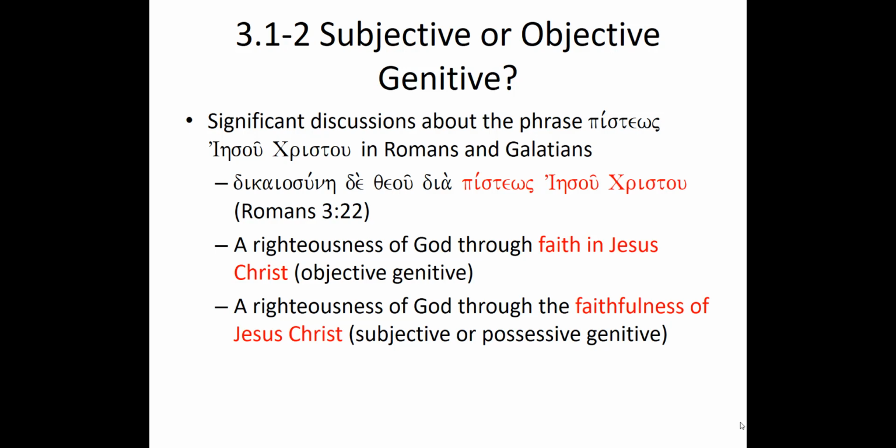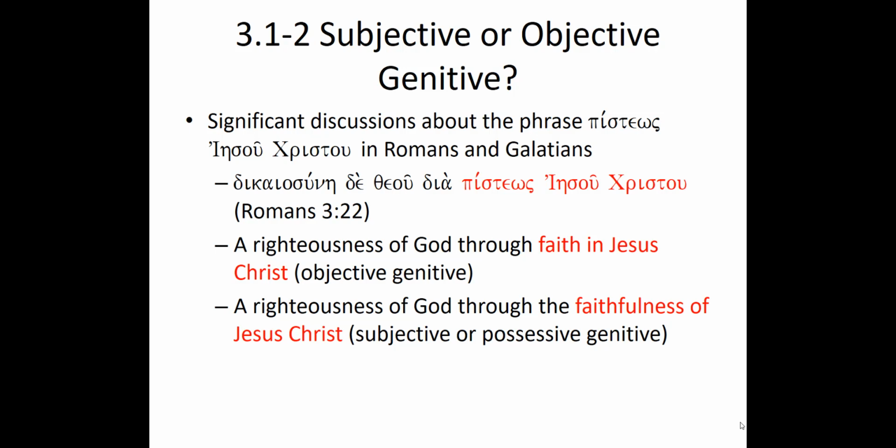So here we're not talking about believing in Jesus at this particular point in the text, but we're talking about Jesus's pistis, Jesus's faithfulness. So part of the nuance here is that the word pistis can either mean faith or it can mean faithfulness. And then if it can mean either of these things, are we doing subjective or objective genitive? So with a subjective type of reading, Jesus is the one expressing the pistis. Jesus is the one expressing the faith or the faithfulness. So if Jesus is doing this faithfulness, it's subjective, or you might even say possessive.